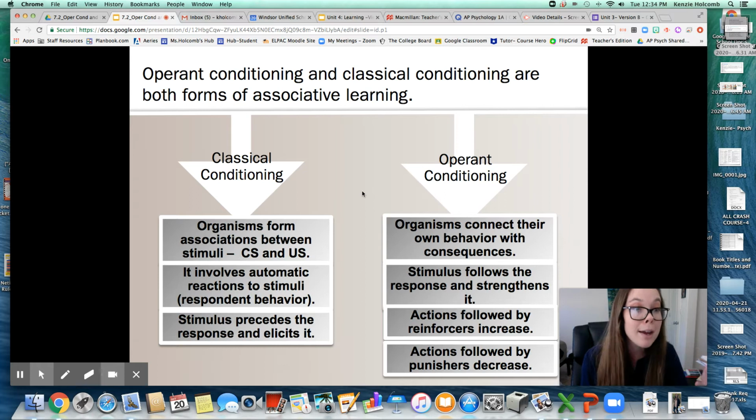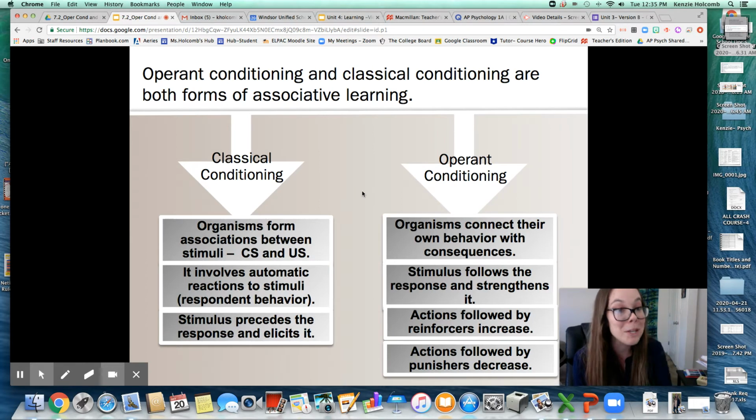So every time I clean my room, I get, I don't know, a $20 bill, right? And that consequence of getting a $20 bill is going to help me want to re-clean my room again and again and strengthen that behavior to get the response, my desired response that I want, right? And so the actions followed by reinforcers are increased.